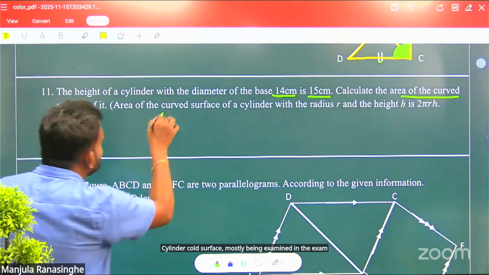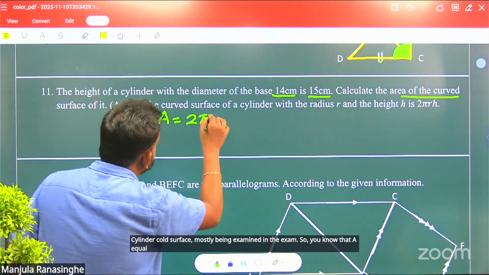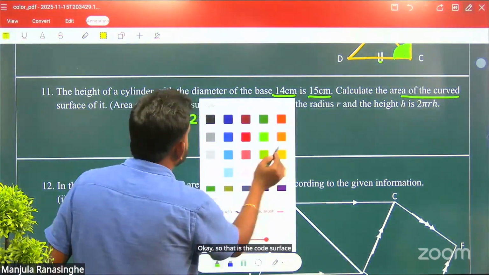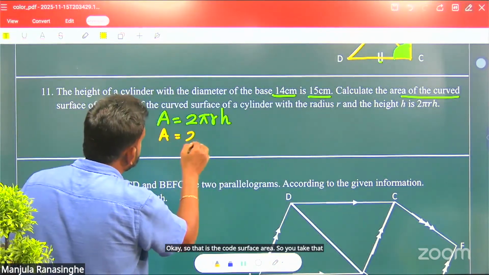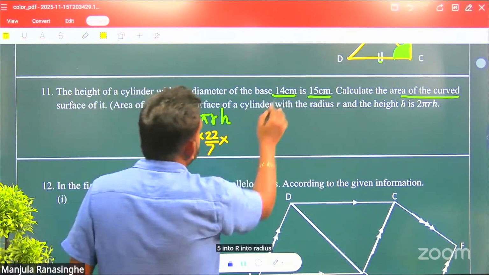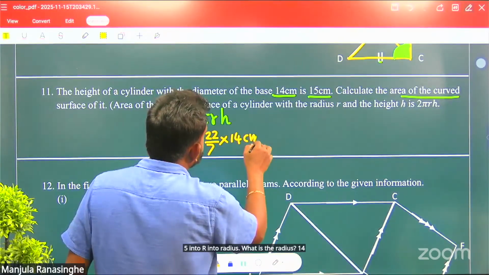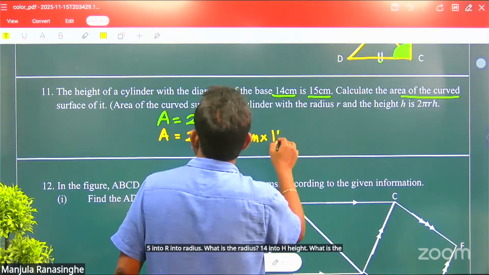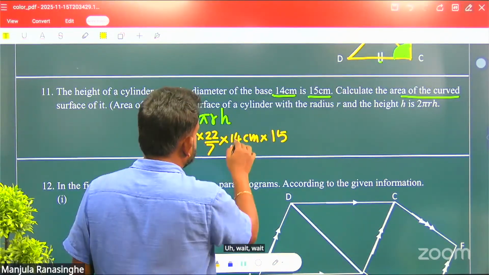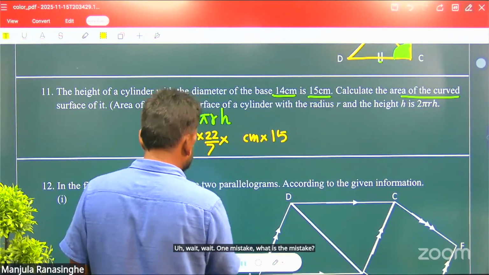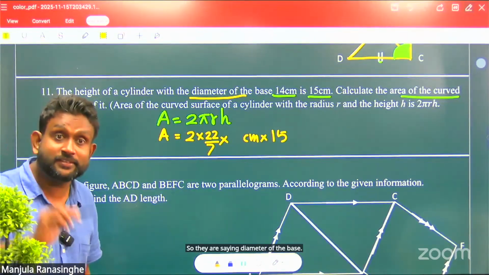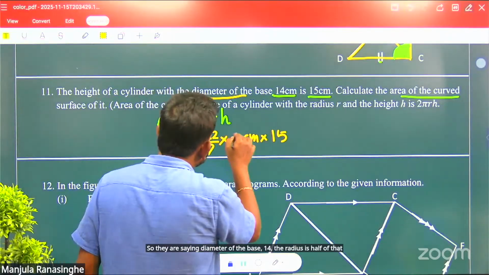So you know that A equals 2πrh. That is the curved surface area. So you take A equals 2 into π into r, the radius, into h, the height. What is the height? The height is 15. Wait, one mistake. What is the mistake? They are saying the diameter of the base is 14. The radius is half of that, so the radius should be 7.